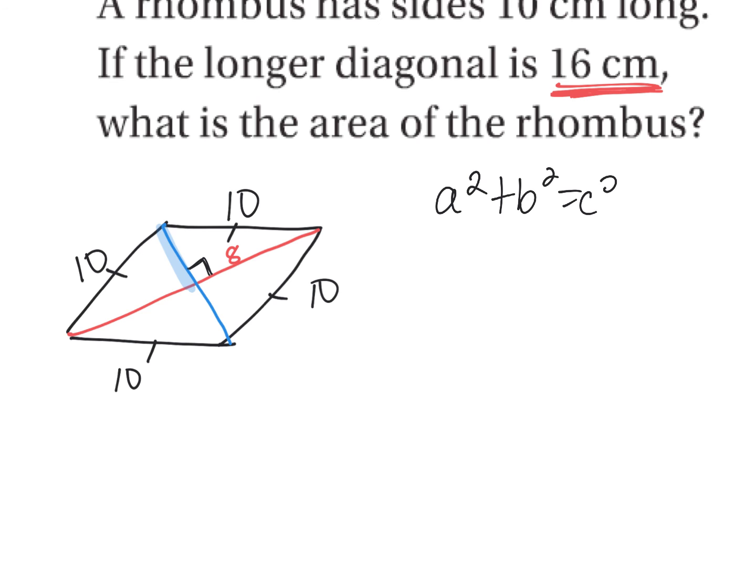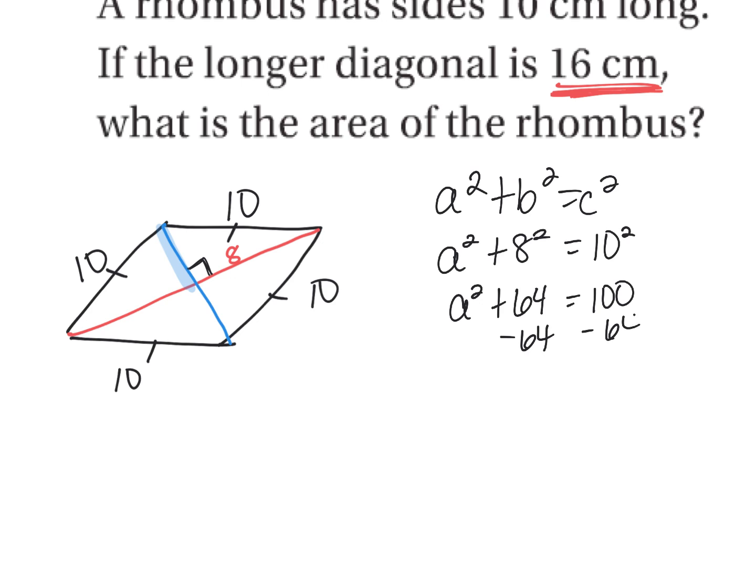So a squared plus b squared equals c squared. Which one must be our c? That's 10. And I'll make a be our missing side. So I have a squared plus 64 equals 100. Minus 64, minus 64. a squared would equal 36. The last step is to take the square root of that. So a is 6. Cool. So this side right here is 6.